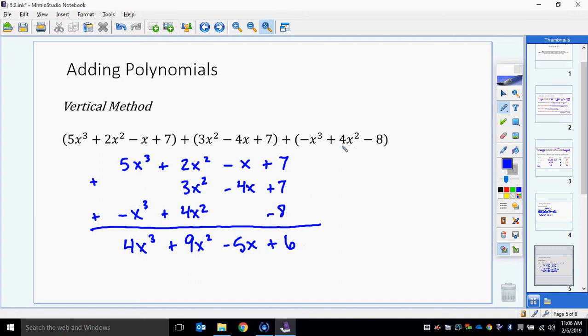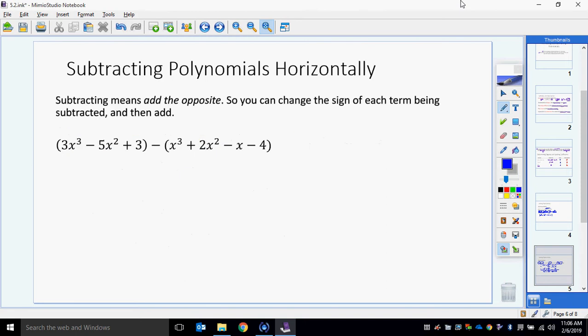Okay, so we have our vertical method and our horizontal method, but it's doing the same thing, right? I'm just combining my like terms and then adding them vertically. Combining my like terms just in a different style, right?